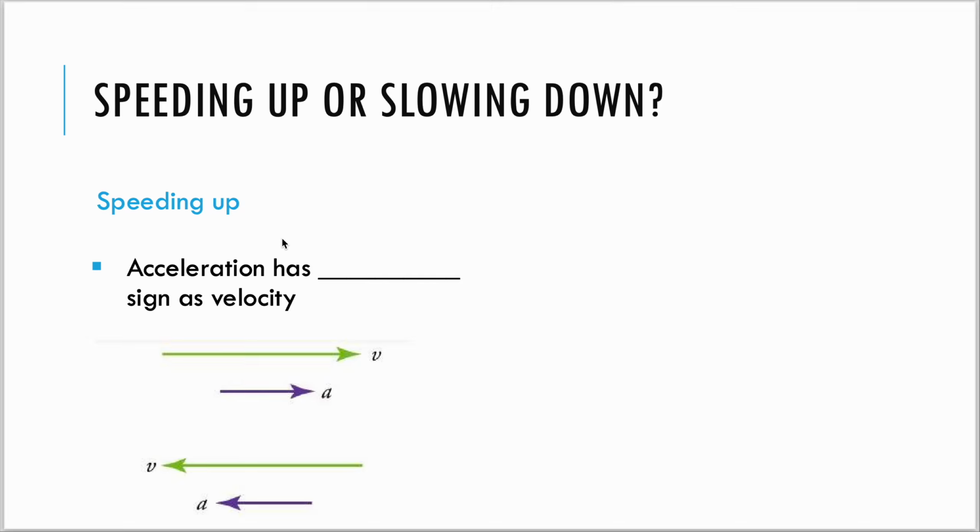When you're speeding up, it doesn't necessarily mean that you have a positive acceleration. It means that your acceleration has the same sign as your velocity. So your acceleration and your velocity could both be positive, or your acceleration and your velocity could both be negative. That would be speeding up.